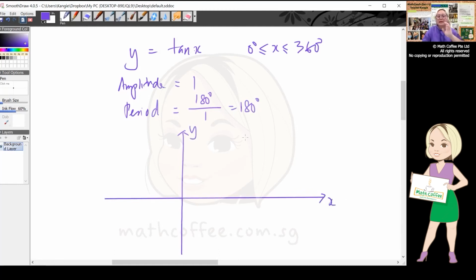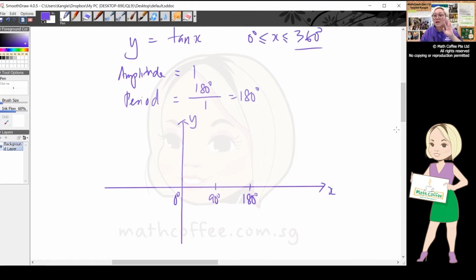So draw one cycle, right? Just draw 180 first, because anyway I'm going to draw 360. So one cycle is just 180. And for the tangent graph, only 2 parts, so you cut 90. At this 90 degree, you have to draw the asymptote, which means drawing a dotted line at 90 degrees.